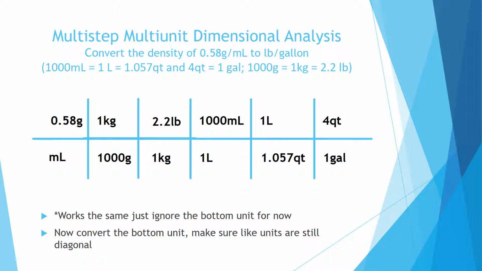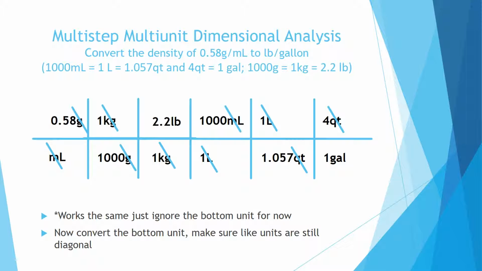And again, double check yourself. Go through. Grams should cancel. Kilograms should cancel diagonally. I'm left with pounds. That's good. That's what I want. Then my milliliters cancel. Then my liters cancel. And then my quarts cancel, leaving me with gallons. So I have pounds over gallons.